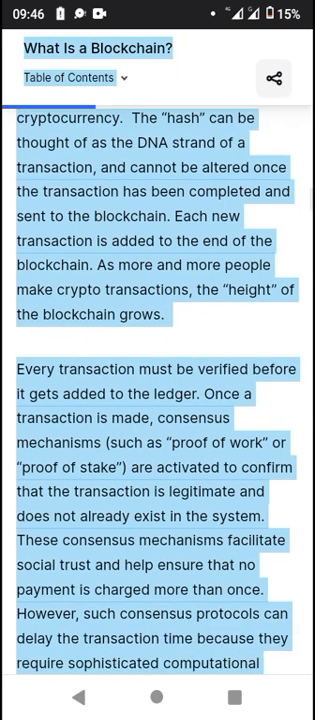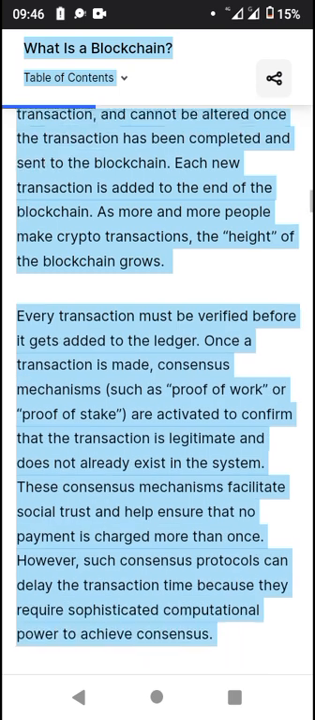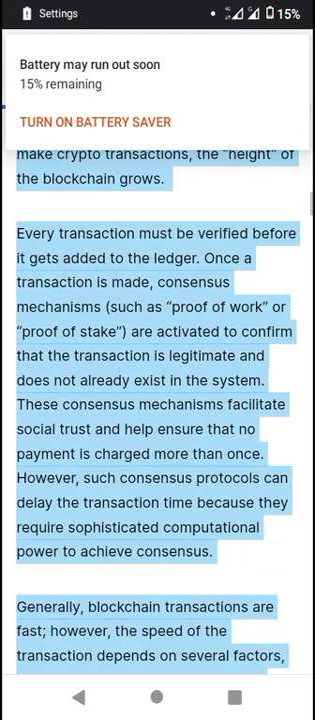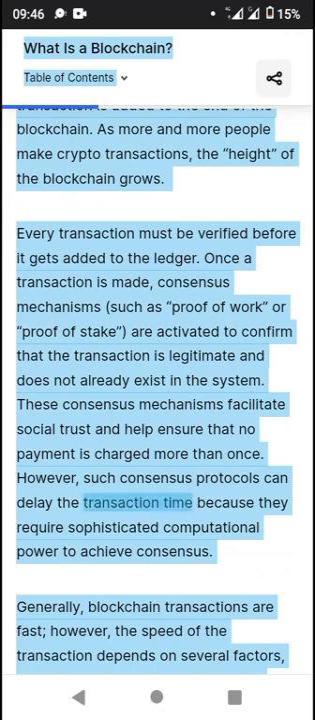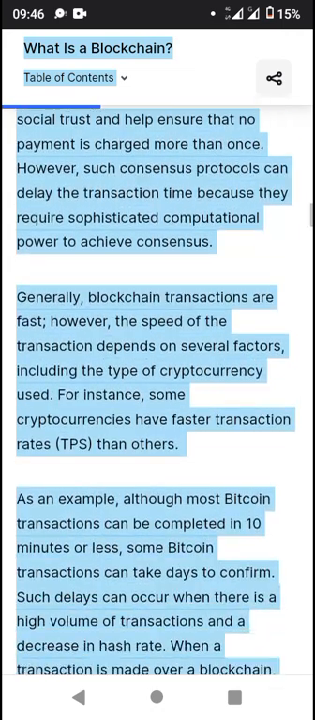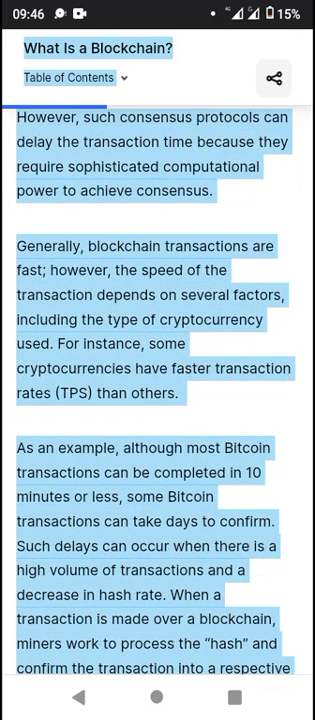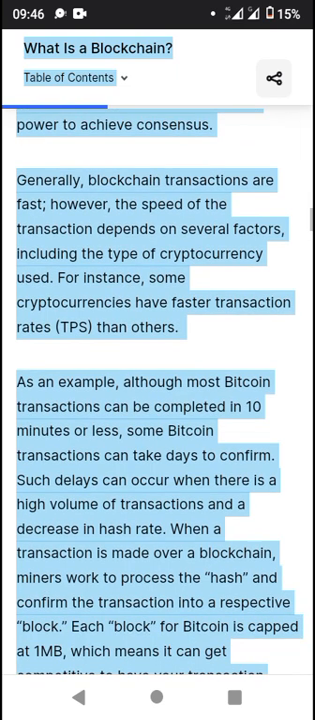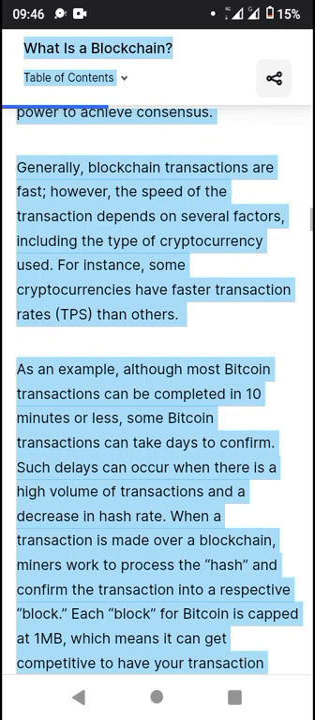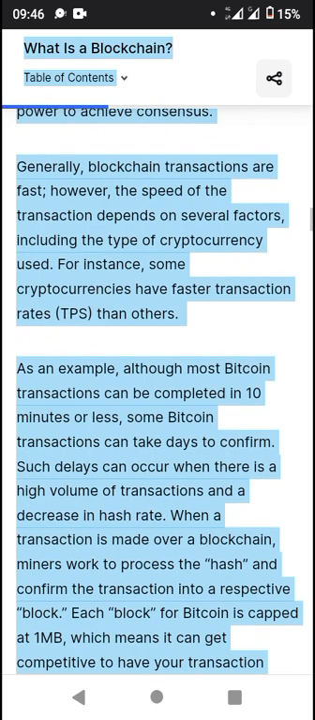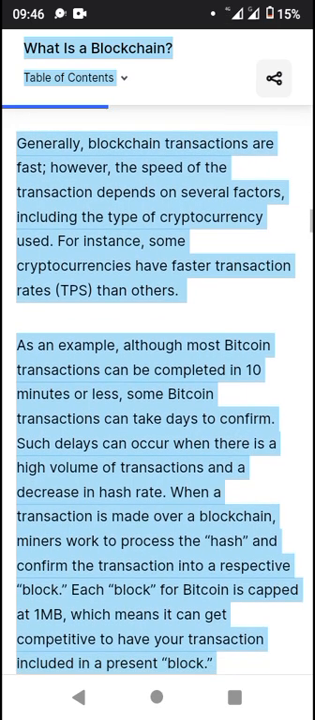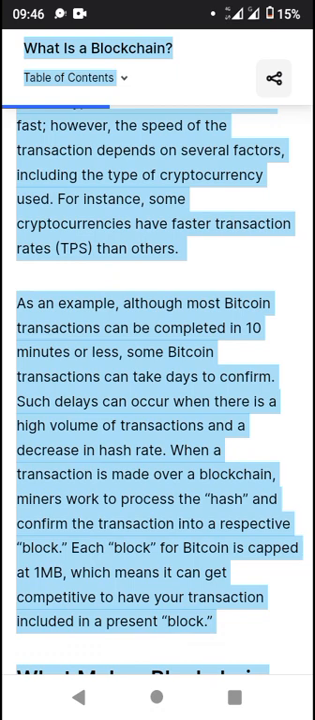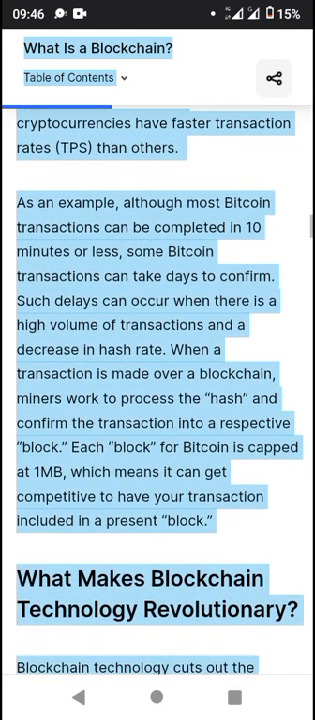So each new transaction is added to the end of the blockchain. As more and more people make crypto transactions, the height of the blockchain grows. Every transaction must be verified before it gets added to the ledger. Generally, blockchain transactions are fast. However, the speed of a transaction depends on several factors, including the type of cryptocurrency. For instance, some cryptocurrencies have faster transaction rates than others, which is the TPS, transaction processing speed.